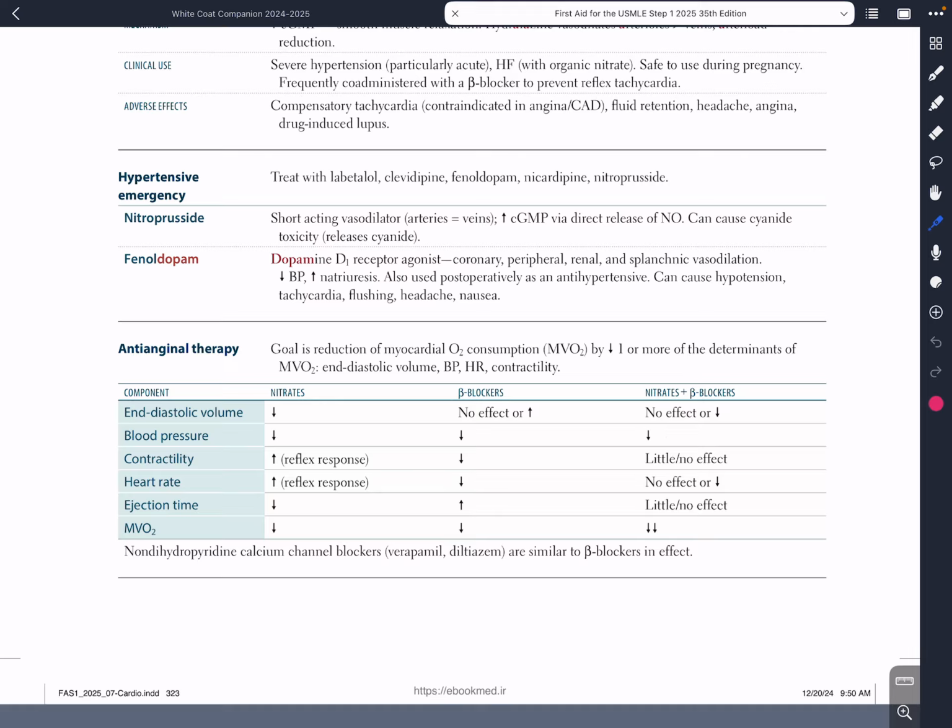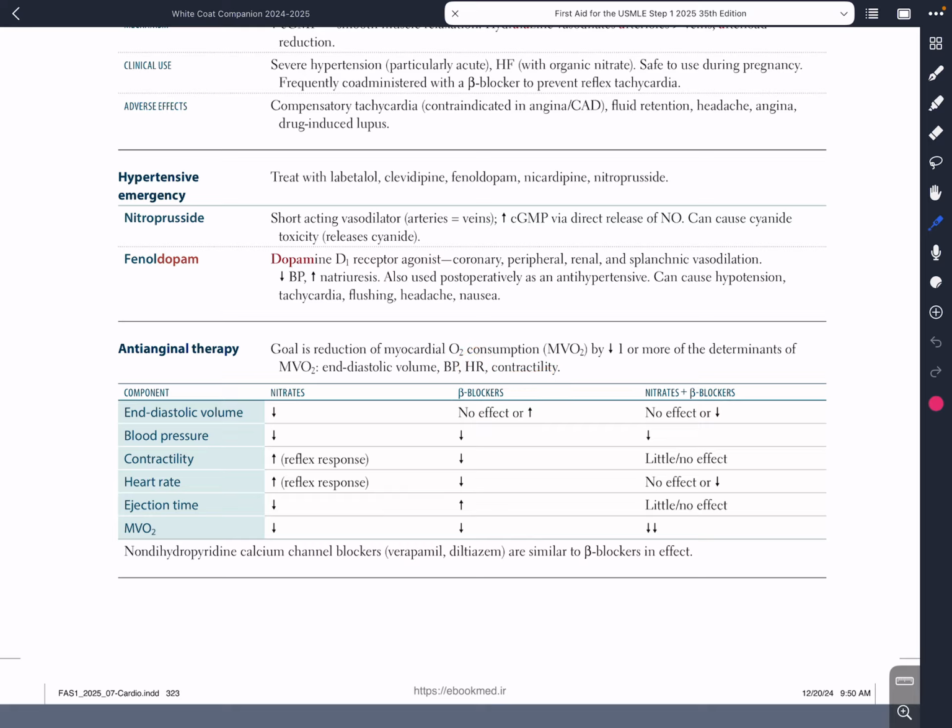So four things that help us decrease myocardial oxygen demand are decreasing end diastolic volume, EDV, blood pressure, heart rate, and contractility. If you decrease the blood pressure, oxygen demand decreases. Heart rate: if the heart is pumping slowly, it will use less oxygen. And the same with contractility; heart rate and contractility are interrelated.